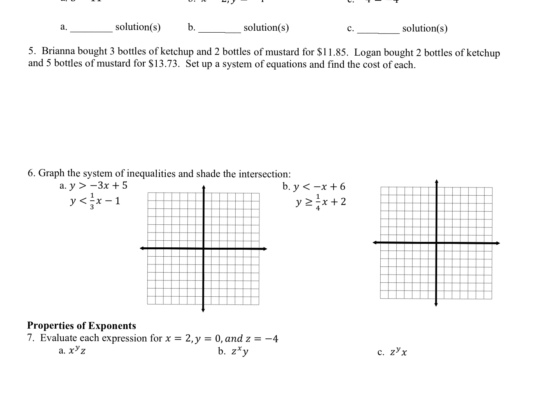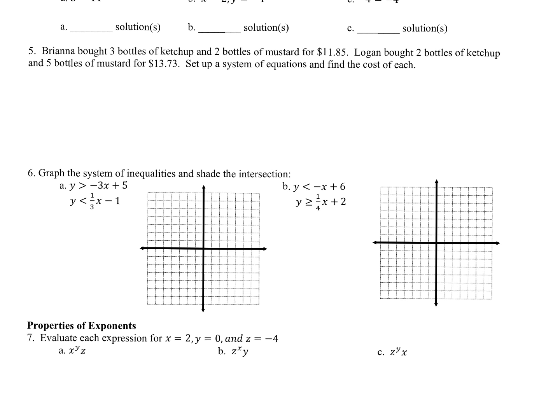I'm going to see if you can set up a system for me. It says, Brianna bought 3 bottles of ketchup and 2 bottles of mustard for $11.85. Logan, hey, that's you. I didn't do that on purpose. This is actually an old question. Oh, no, it's not. This is a pre-made question. Logan bought 2 bottles of ketchup and 5 bottles of mustard for $13.73.